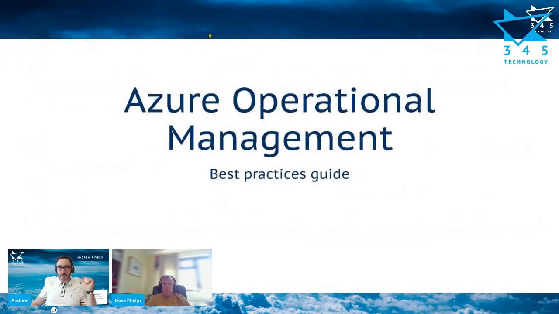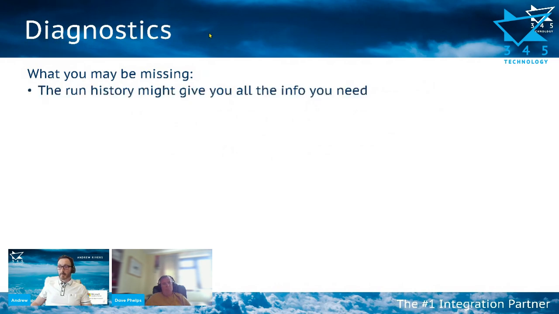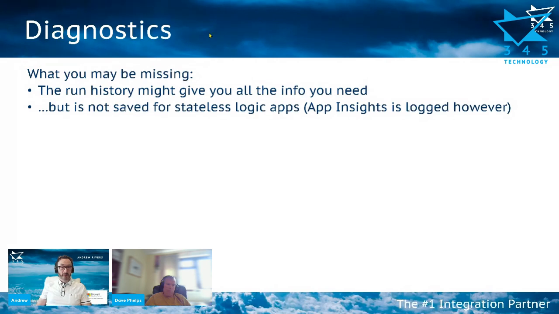Okay, so let's dive straight in then. One of the things we'll talk about is some of the things you've been missing, and then some of the best practices. So if we're talking about Logic Apps, they have a run history, so that might give you the information you need. But if you've decided for performance reasons that they're going to be stateless, then we don't get that, but you do get App Insights. Dave, is there anything else? Do you have any other thoughts you want to add?